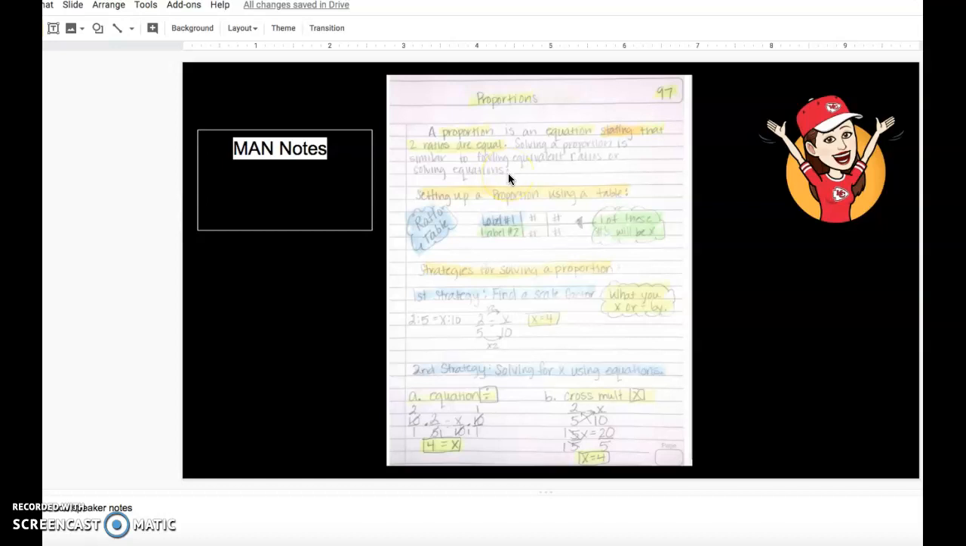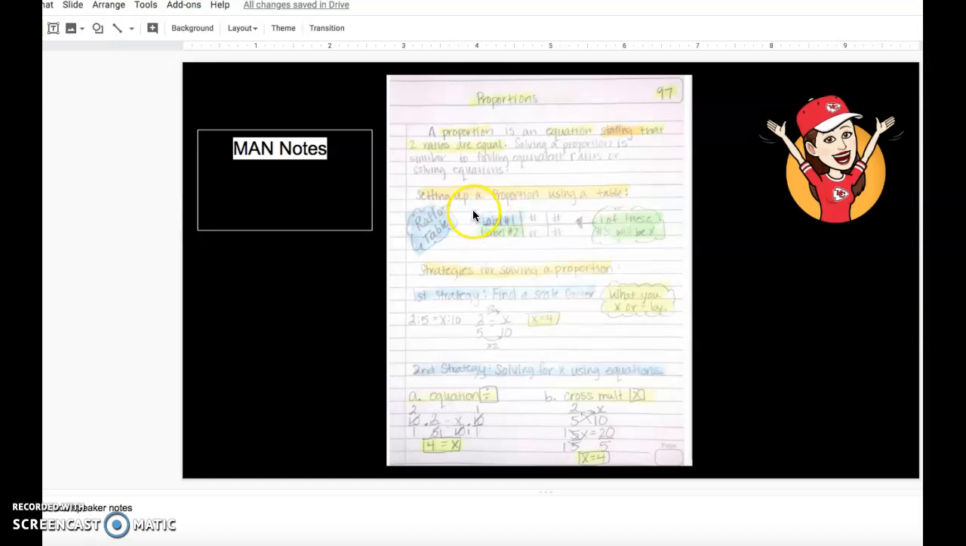One thing I also want you to remember is that equivalent ratios are the same as equivalent fractions. Okay, so you'll be finding a scale factor, a factor that what you multiply by the top, you would also multiply by the bottom.